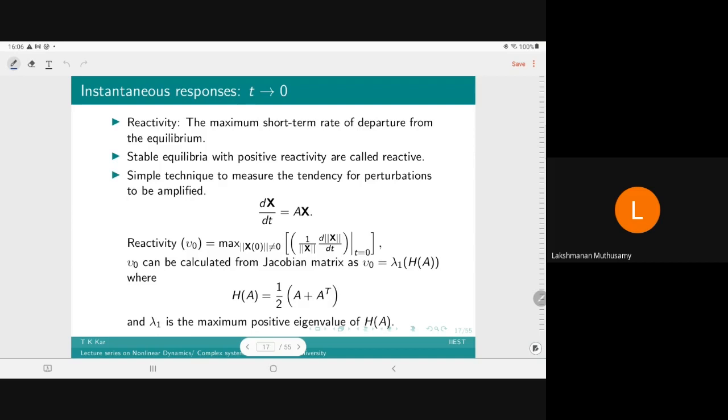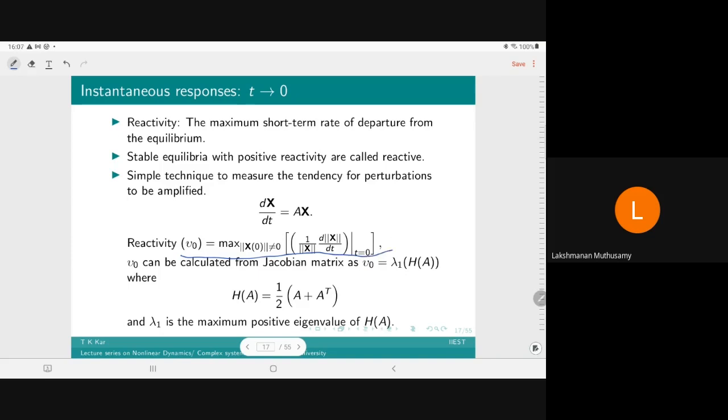Okay, now the second part, the instantaneous responses, t tends to 0. Those three characteristics I have mentioned: one is the reactivity, the amplification envelope, and the time at which the maximum amplification occurs. First one is the reactivity. It is the maximum short-term rate of departure from the equilibrium, that is given here.